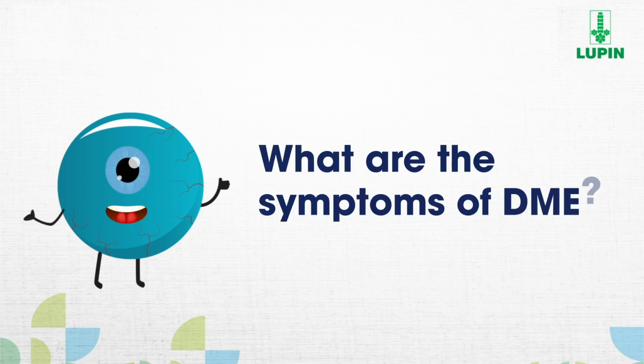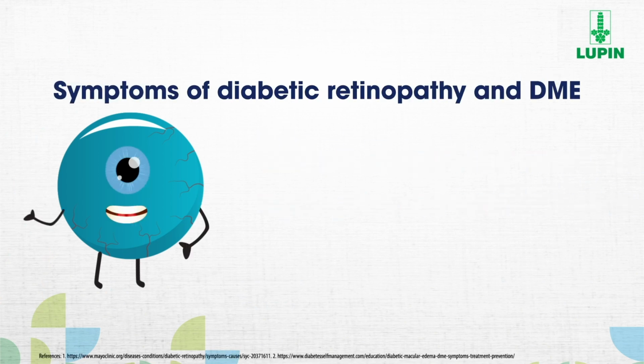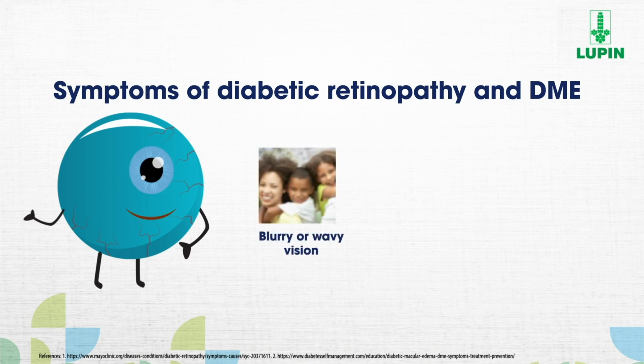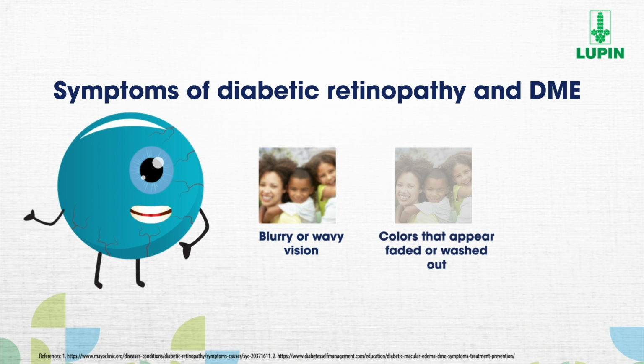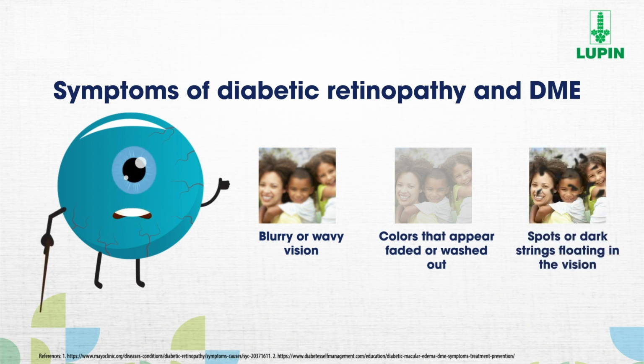What are the symptoms of DME? The symptoms of diabetic retinopathy and DME include blurry or wavy vision, colors that appear faded or washed out, and spots or dark strings floating in the vision.